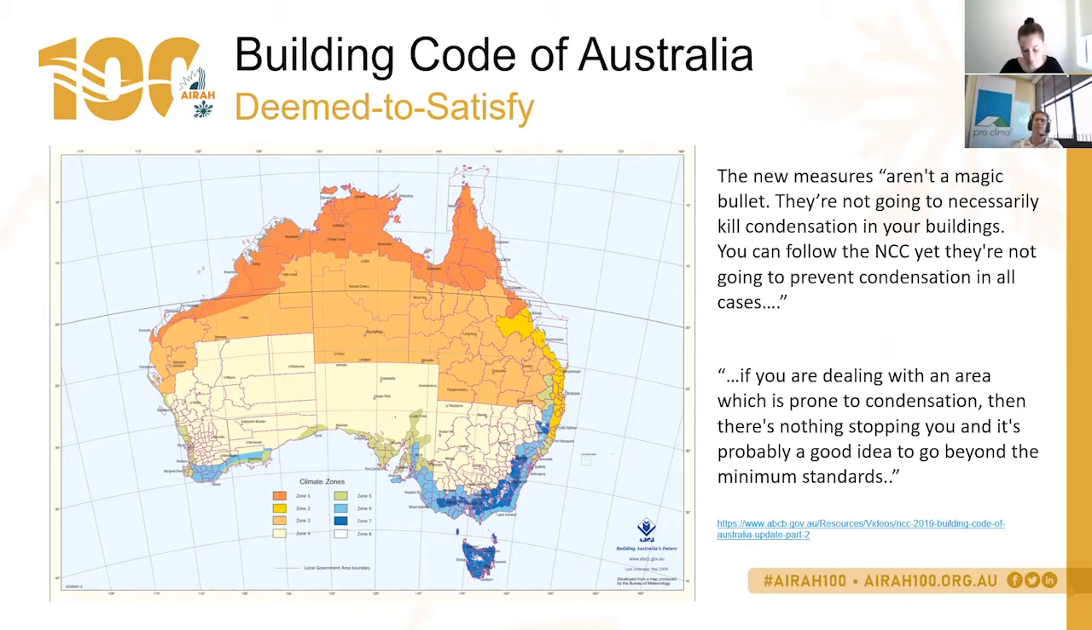Next. The Building Codes Board themselves have stated in some of their literature, or actually in one of their online videos, that the new measures aren't a magic bullet. They're not going to necessarily kill condensation in your buildings. You can follow the NCC, yet it's not going to prevent condensation in all cases. If you are dealing with an area which is prone to condensation, then there's nothing stopping you, and it's probably a good idea that you go beyond the minimum standards. So basically the Building Codes Board is saying don't just use the building code. Do better than the building code, because it's probably not going to solve your problem.